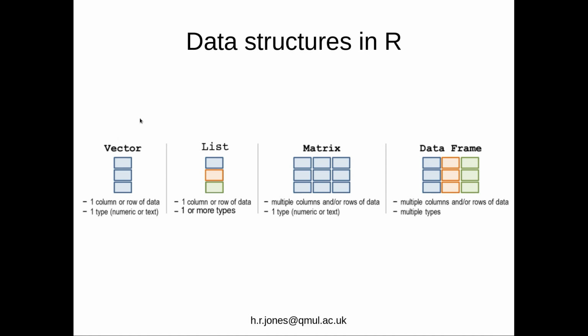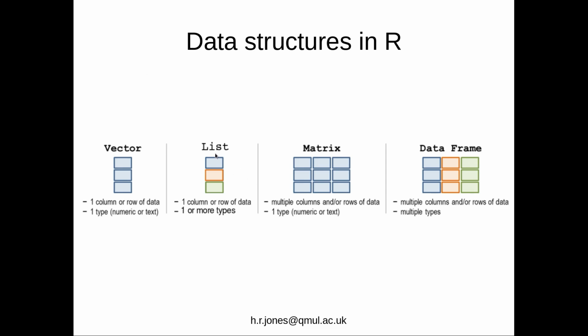A vector is basically like a series of single values. So it could be a series of weights of different people, a series of drug doses. It's just a single row of data. And the data is all of the same class. So the data is either all numeric, it's all character, or it's all logical.